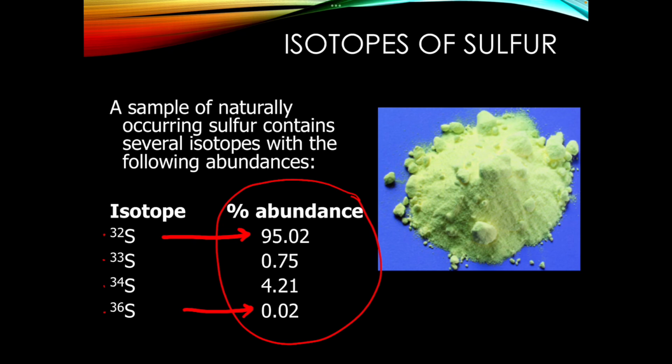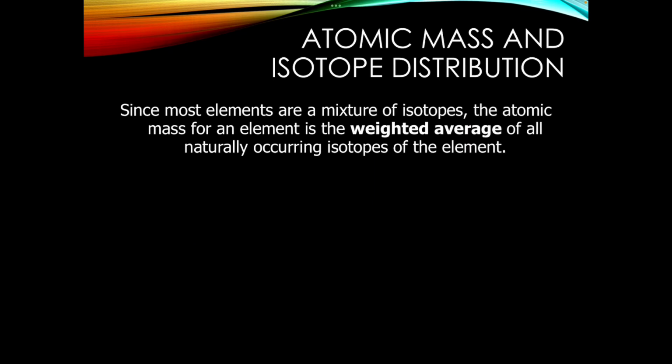So when we're looking at the atomic mass on the periodic table, the reason it's not a whole number is because it takes all of these different isotopes and their percent abundances, and we calculate this average atomic mass for sulfur. So pretty much all of the elements have different mixtures of isotopes.